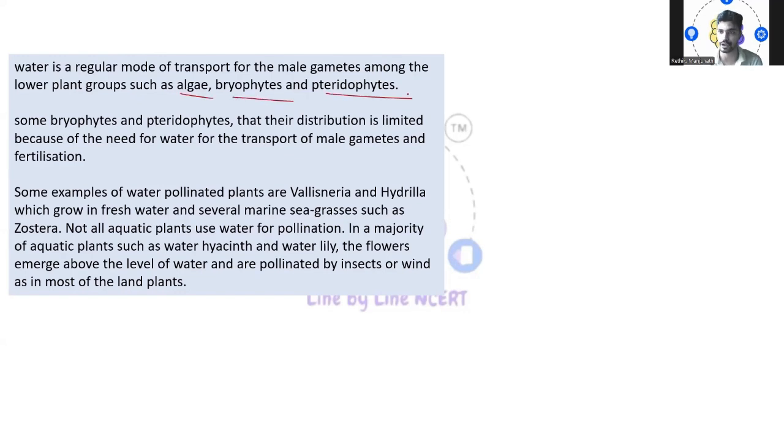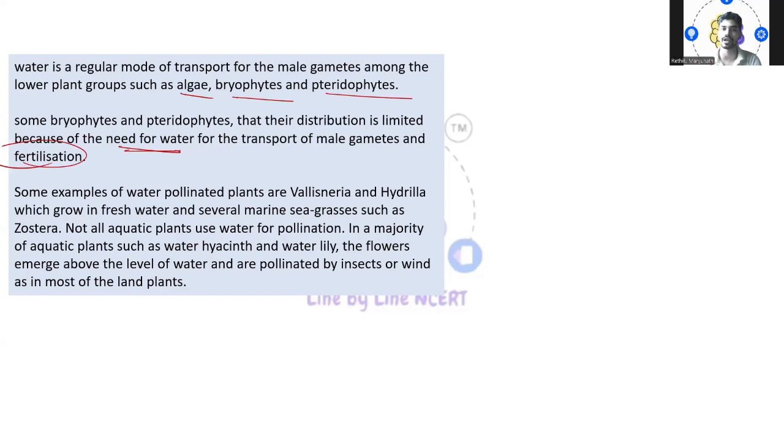Some bryophytes and pteridophytes have a limited distribution because, you remember when I was talking about the plant kingdom, what is their mode of reproduction? They actually require water for their mode of reproduction, right? So that's why they're limited. They're limitedly distributed because they need water for the transport of the male gametes, and fertilization normally needs water. So that's why their distribution is limited.